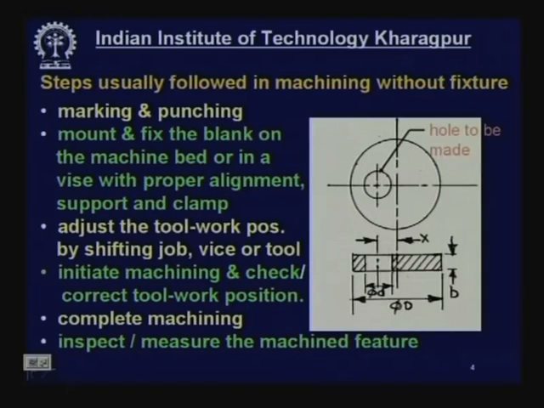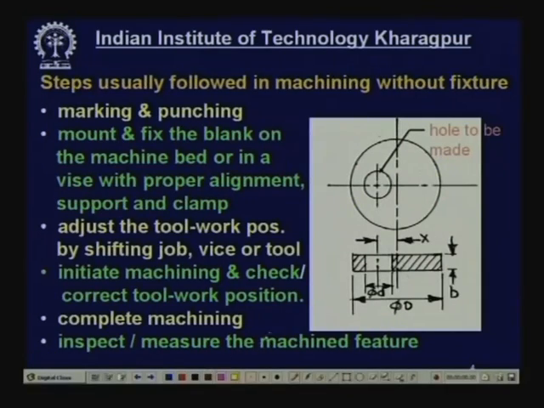Now, suppose there is a disc, this is the disc, okay, pre-machined, turning and facing, all this have been done. Now, a hole has to be drilled. This hole has to be drilled at a radial distance, say x, which has to be maintained, and it is a through hole. It is a through hole of diameter, say small d, and this diameter is capital D. So, this is the task. Now, what will be the steps to be followed?